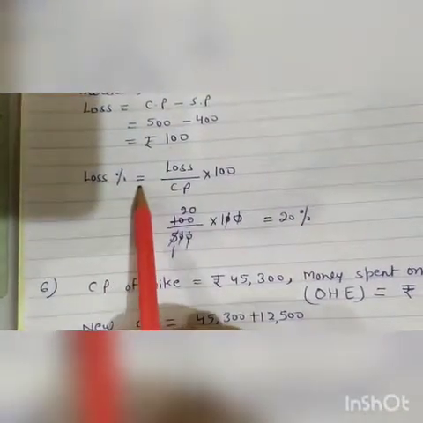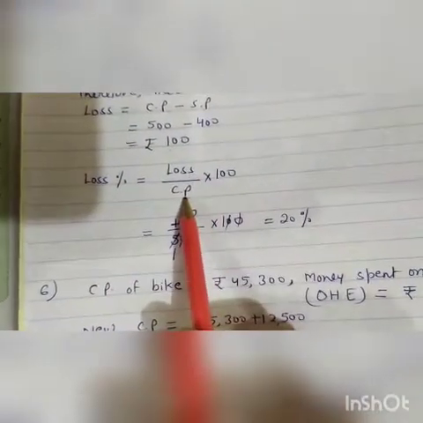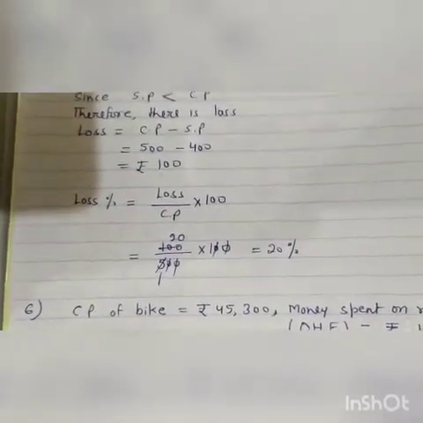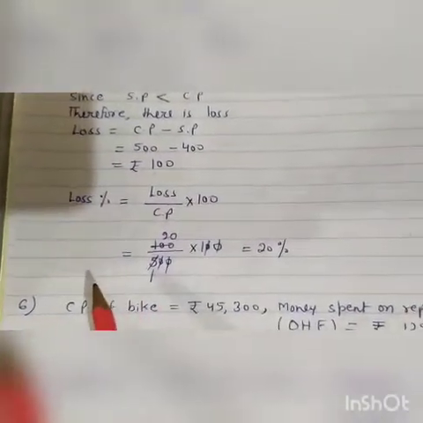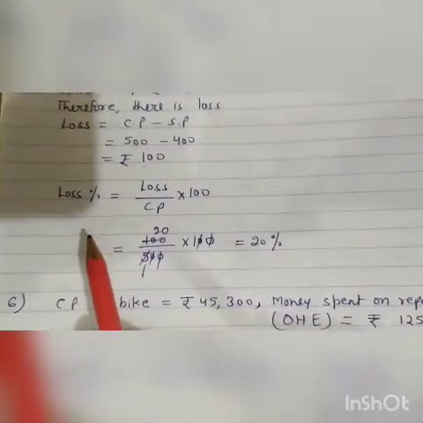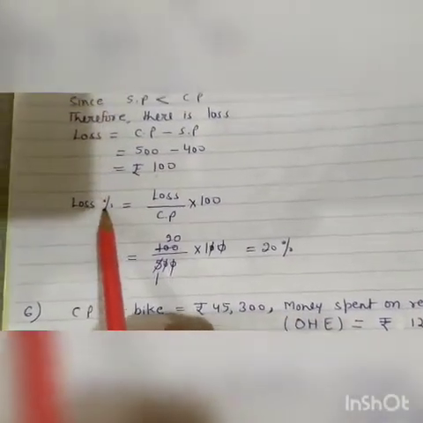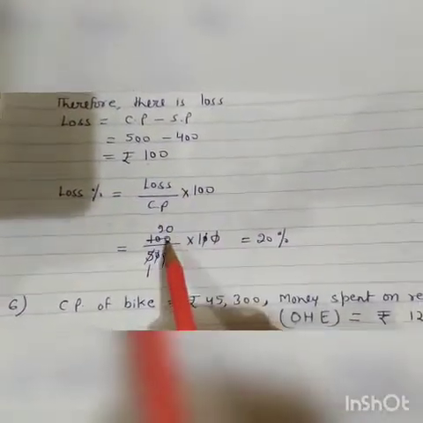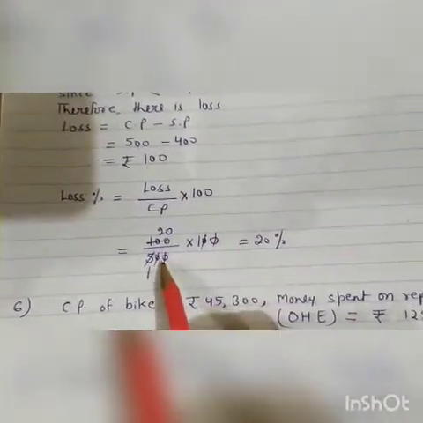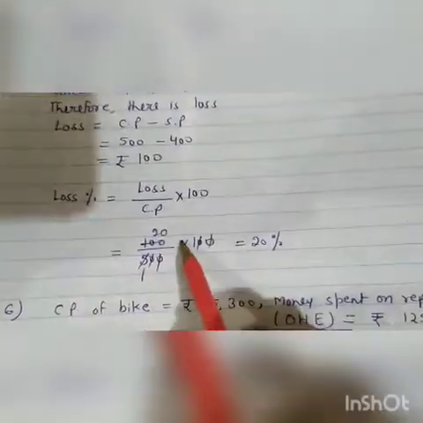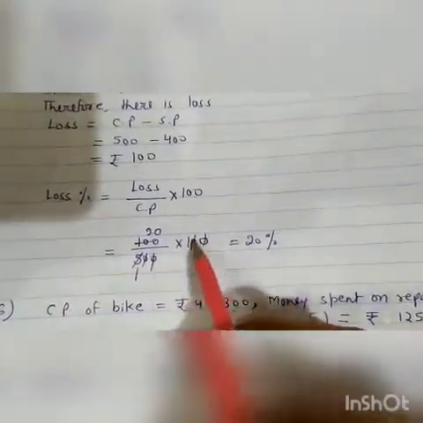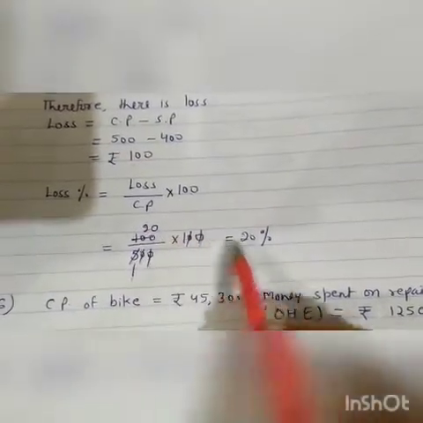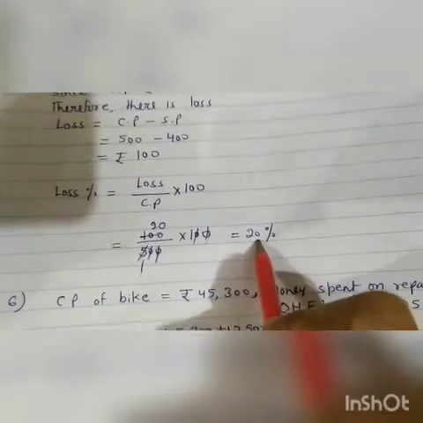Now loss percentage is equal to loss upon CP. As we found profit percentage in question number 3, now we will write loss in place of profit. So loss percent is equal to loss upon CP into 100. Loss is 100 rupees. CP is 500. Multiply this by 100. 0 0 cancel. 0 0 cancel. 5 1s are 5. 5 2s are 10. 0. 2 1s are 2, 20. 20% loss.